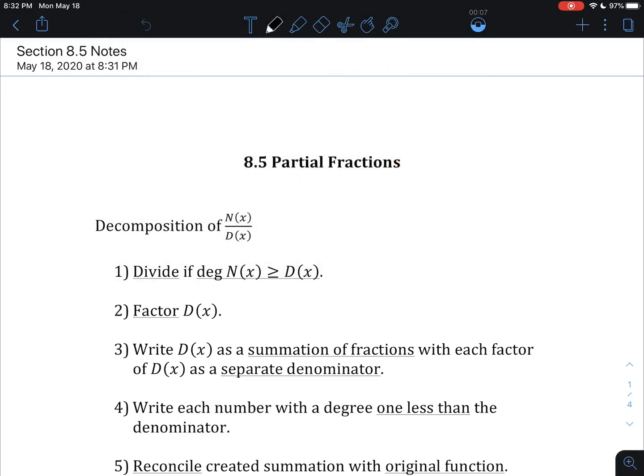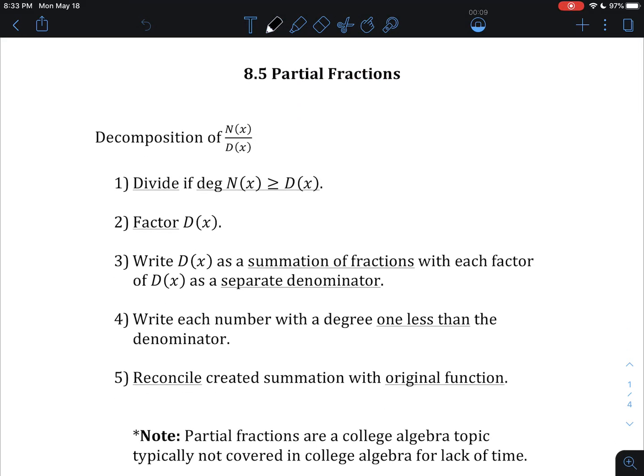All right, we're going to start with 8.5 partial fractions. So we're going to do decomposition of N of x divided by D of x. So number one, we divide if the degree of the numerator is greater than or equal to the degree of the denominator.